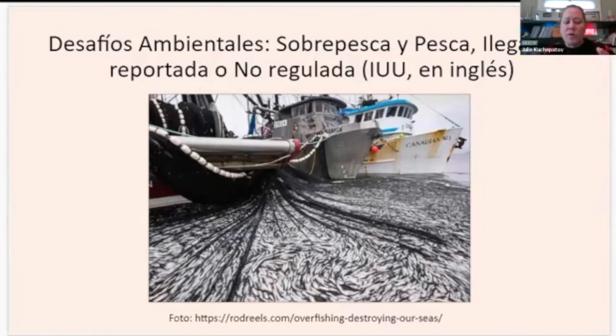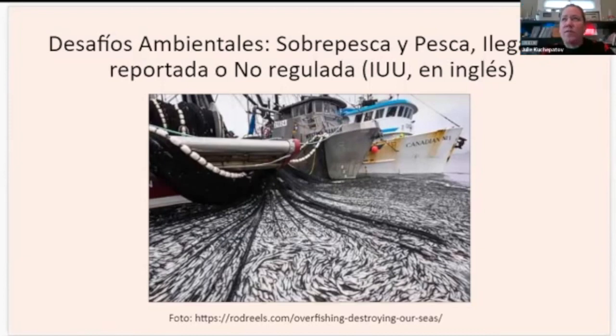Oh, and then the unreported, I got that mixed up, sorry. The unreported is fishing that has not been reported or has been misreported to the relevant authorities. Y la tercera U, que es la no regulada, pero la no reportada, sería ya en relación a pescas que no se reportan por los distintos canales oficiales o se reportan de forma incorrecta.